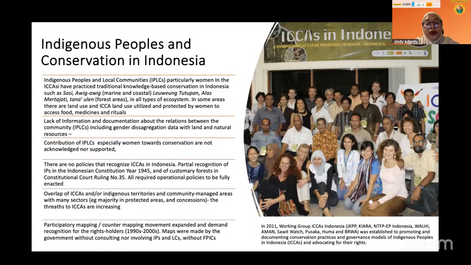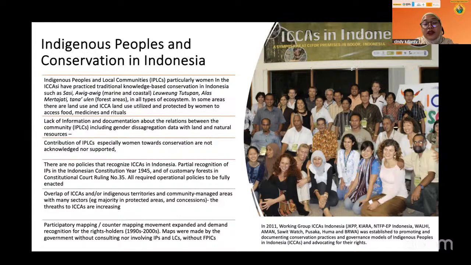And on the other side, because we know that there are colonializations of knowledge, we're having this decolonizing of knowledge movement in Indonesia, with the biggest movement, I think, on participatory mapping, a counter mapping movement that started in the 1990s. So many groups like indigenous peoples and local communities do massive participatory mapping to counter the maps given by the government with very colonial perspectives.